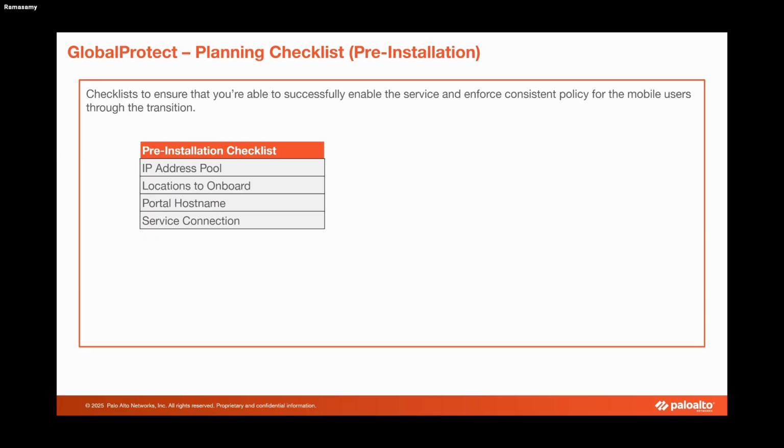Service connection. This is a function which is required for mobile users to access resources on your internal network and access authentication resources, for example, which are behind your data centers.